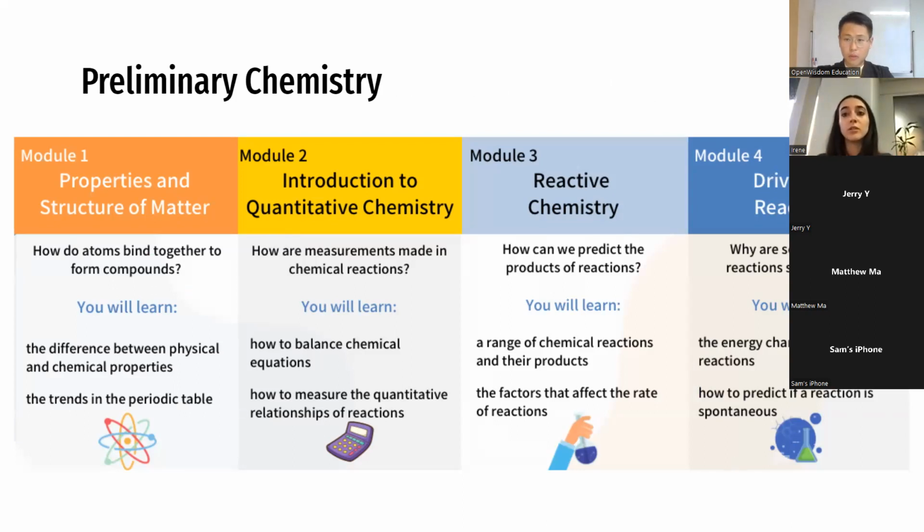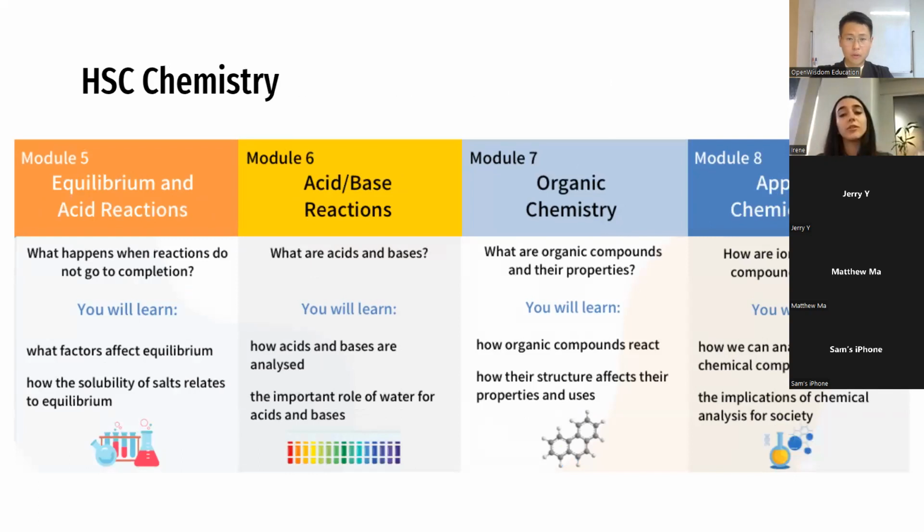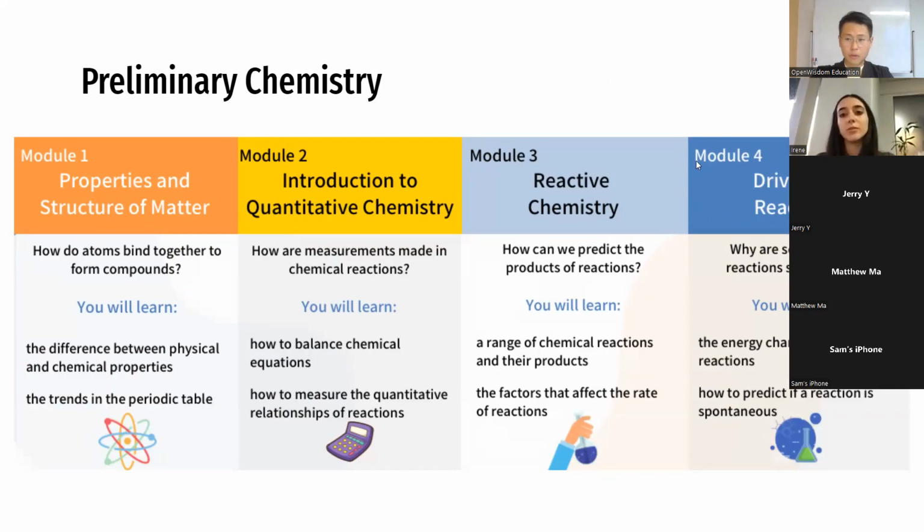So year 11 chemistry has 4 modules. Module 1 is properties and structure of matter. So you will look at how atoms bind together, how molecules form, and some trends in the periodic table. Then module 2 is Introduction to Quantitative Chemistry.